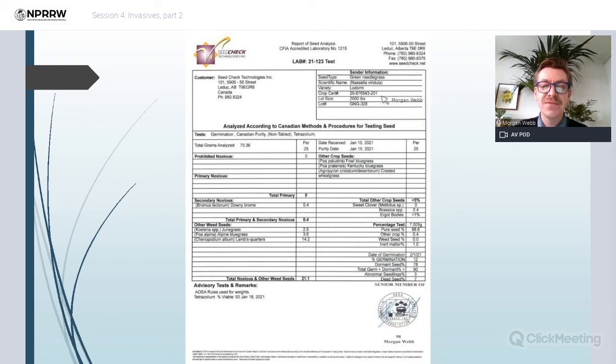And then the last 3 digits are just specific to the class of the pedigree. So whether it's foundation, registered, certified, breeder seed, that type of thing, tells me that information. And then the lot number might be specific to that lot of seed.